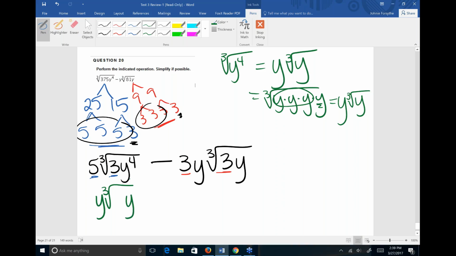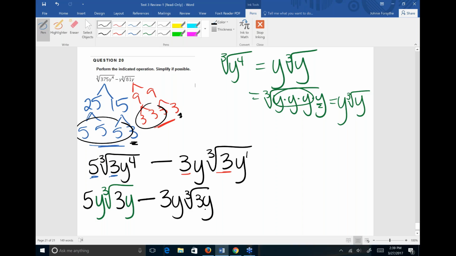That comes from what we did here in green. And I still have this 5 on the outside. I still have this 3 on the inside. And then now minus the third root of 3y. Well, this y has an exponent of 1, and 3 cannot go into 1. So this is simplified as far as it can go. So I'm just going to rewrite it here.